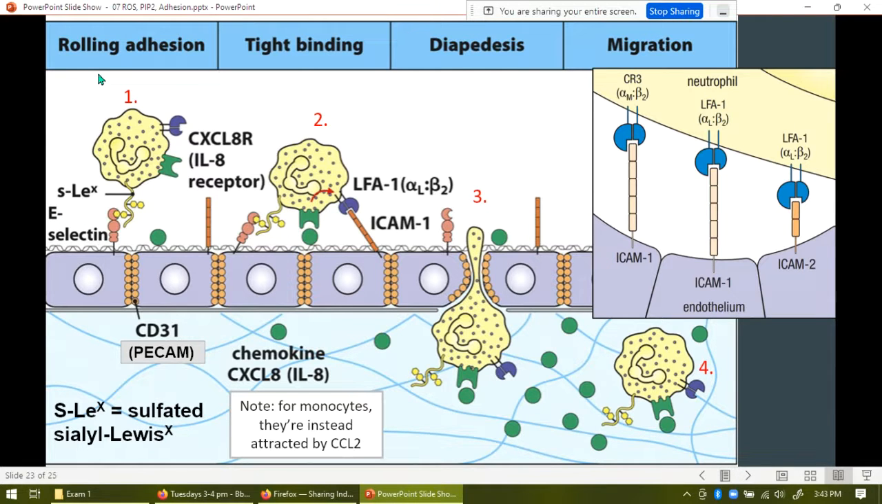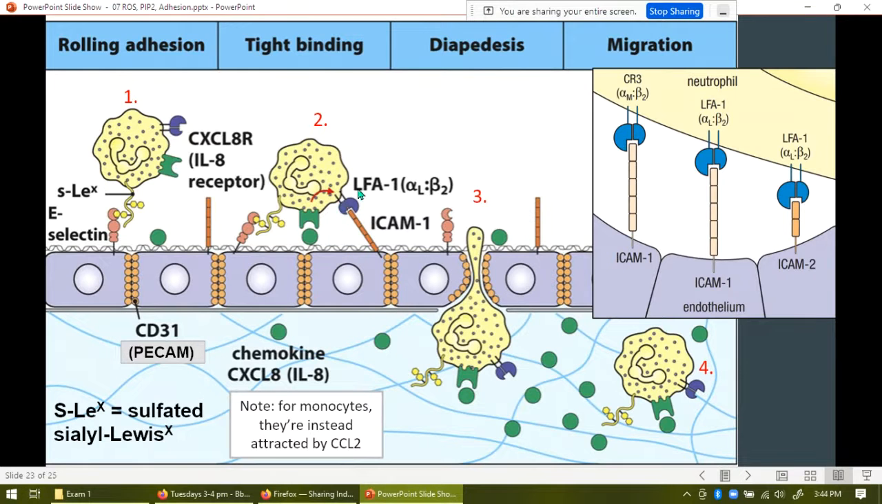Once they're rolling slowly, they're going to bind with their LFA1 and their complement receptor 3 proteins to ICAM 1 and 2 on the endothelium. ICAM 1 is probably a little bit more of a higher affinity interaction. ICAM 1 allows tight binding. So they stop rolling, they freeze in place. Okay. IL-8 acts on its receptors, CXCR1 or CXCR2, and that causes LFA1 and CR3 to be tightly linked to the actin cytoskeleton by the beta chain.